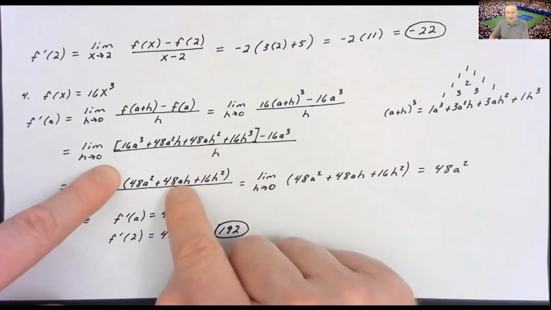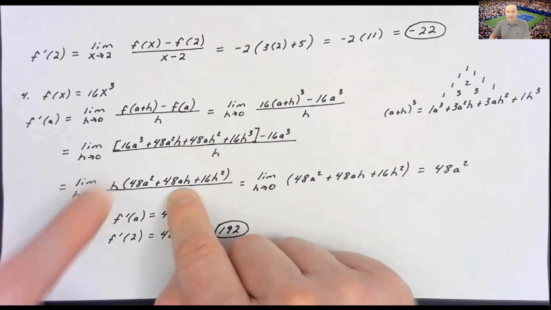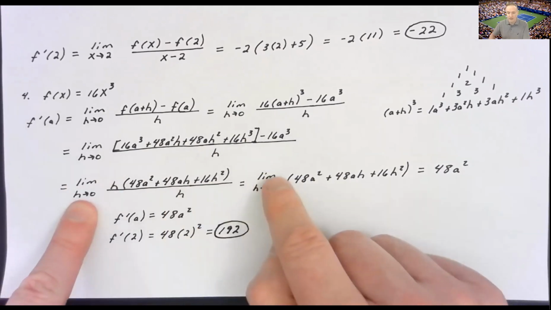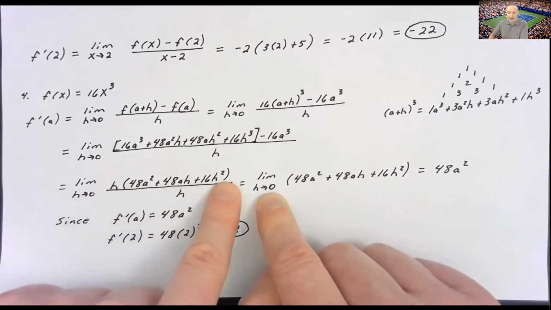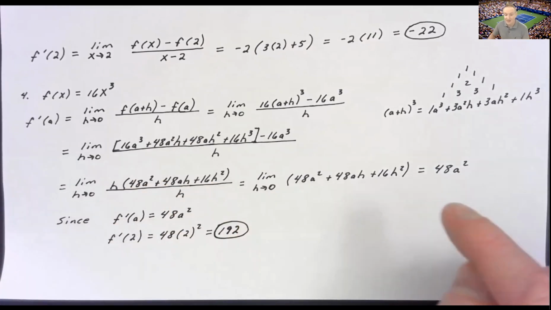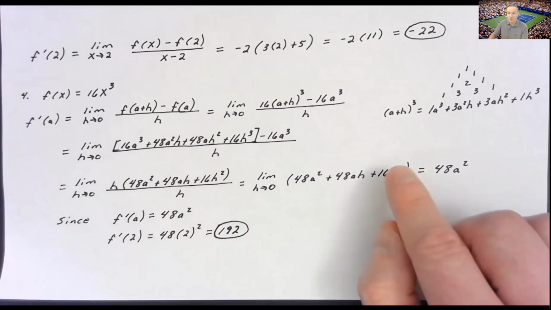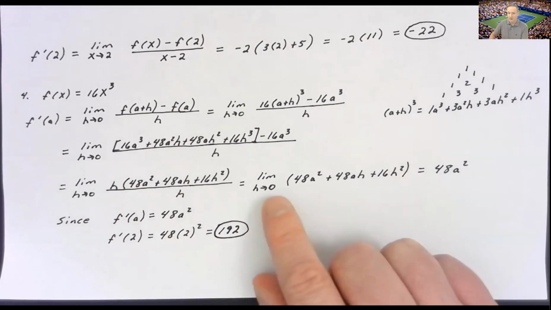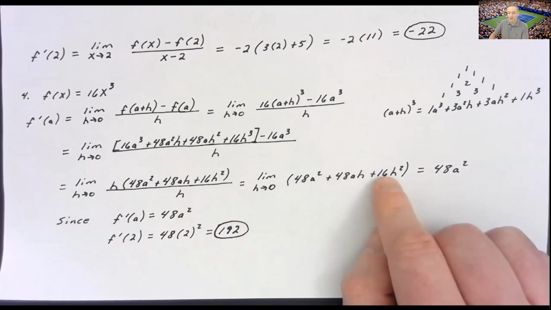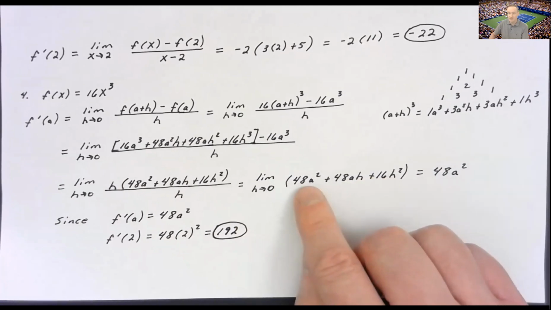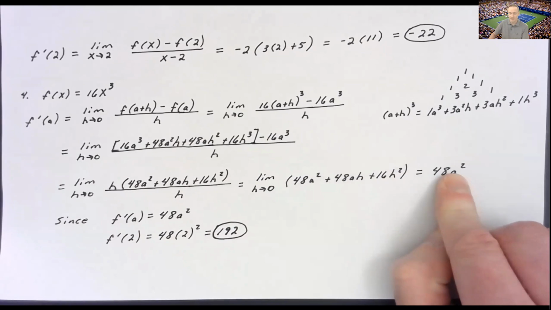So in this step, I eliminate h and say this derivative is going to equal the limit as h approaches 0 of the expression I have right here, 48a squared plus 48ah plus 16h squared. Well, now, of course, if you let h go to 0, the second and third term go to 0. So your final answer is just going to be 48a to the second.